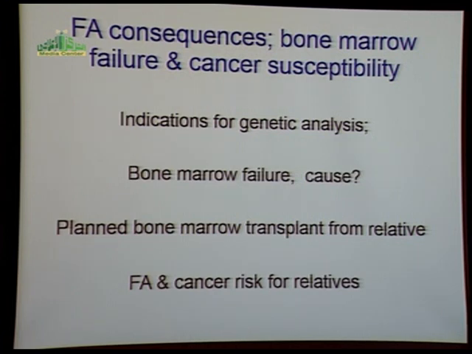In Fanconi anemia, it can lead to bone marrow failure and cancer susceptibility, and patients are often referred to us for genetic analysis to look at the cause of the bone marrow failure in that individual, and whether it is due to Fanconi anemia. So we can attempt to identify the causative mutation in the index case, look at relatives subsequently where we can identify a mutation to see whether they're relevant as a bone marrow donor, and also look at relatives to see whether they have an elevated cancer risk because of some of the genes that are associated with the disorder.